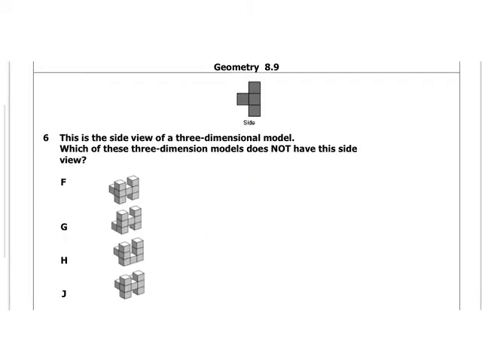This is the side view of a three-dimensional model. Which of these three-dimensional models does not have this side view? So I'm assuming when we talk about side view, I'm assuming this is the front view because this direction looks nothing like our image we're seeing there, and I think this is the side view. And I say that because we've got this shape here, we've got this shape here. I'm talking about this shape up that we're dealing with there.